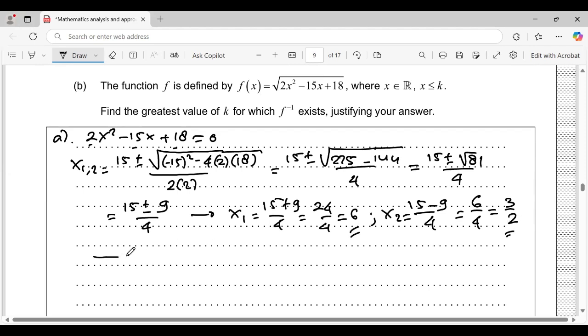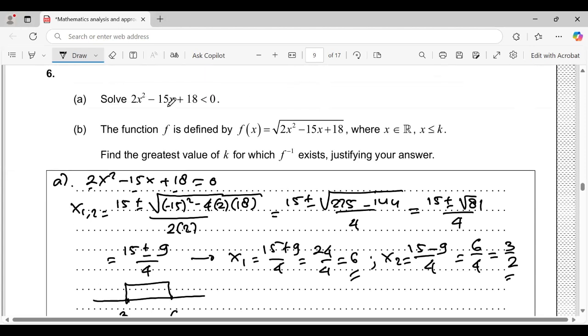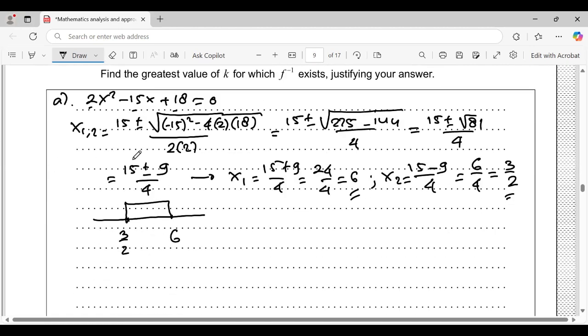And we can determine the solution area of x. This is 3 halves, then this is 6. So the solution area is this area, because the inequality is less than or equal. Which one? Okay.